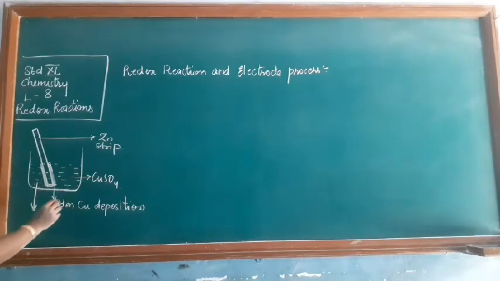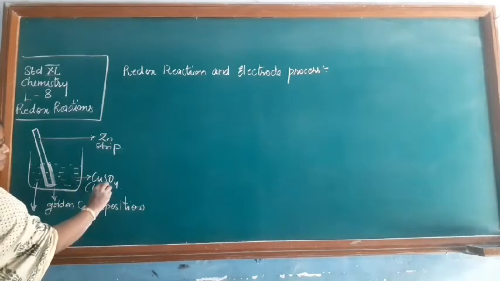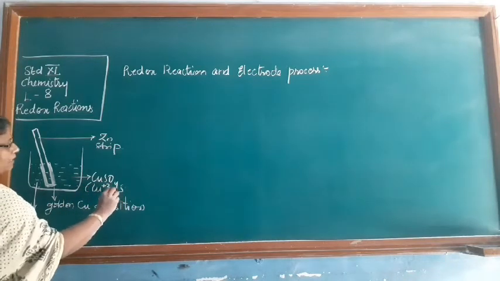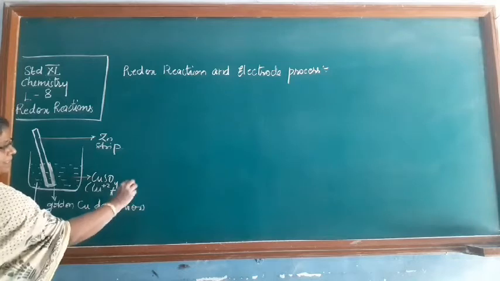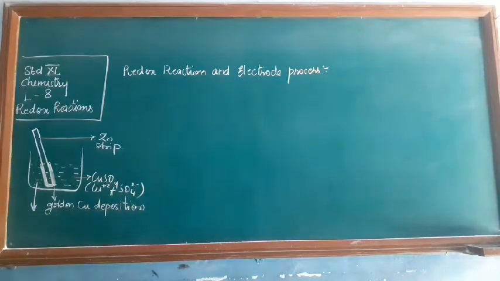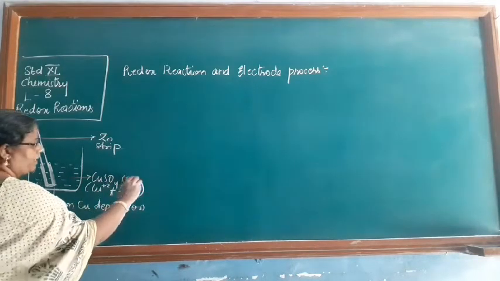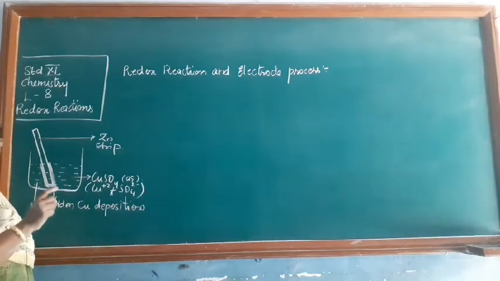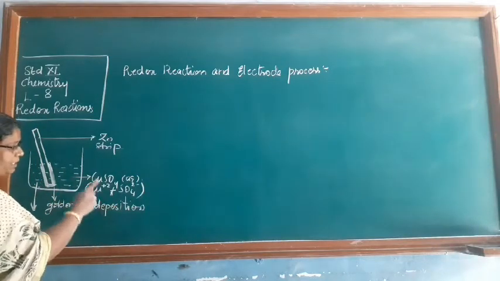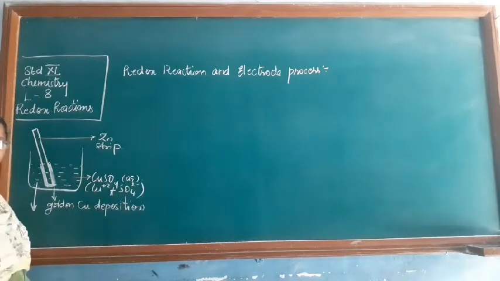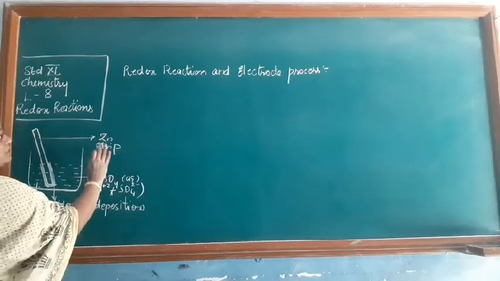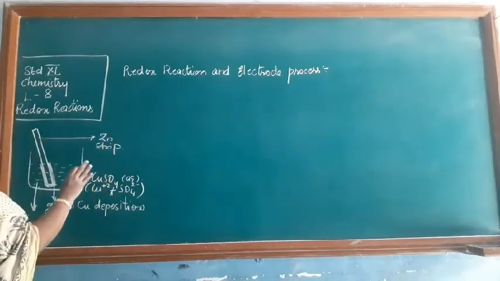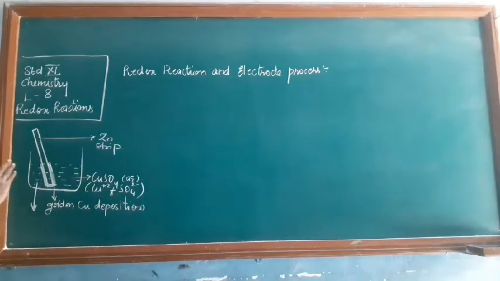This CuSO4 is in the form of Cu plus 2 ions and SO4 2 minus ions. Okay, whenever you say CuSO4 in aqueous medium, or CuSO4 solution, what does it mean? It means that actually there are Cu plus 2 ions and SO4 2 minus ions in this solution, and this zinc strip is kept here. So which are the two reactions, that is oxidation and reduction, occurring here?